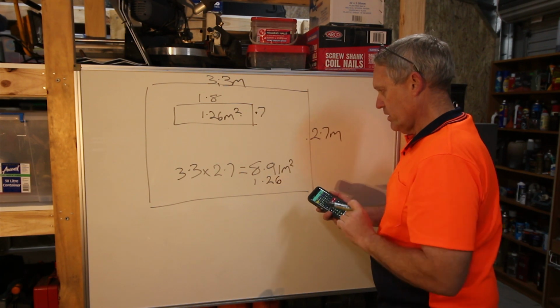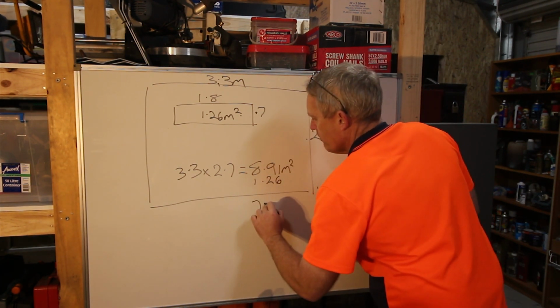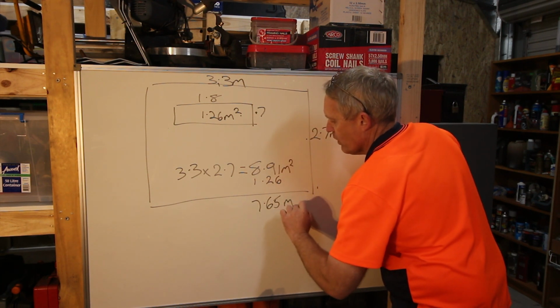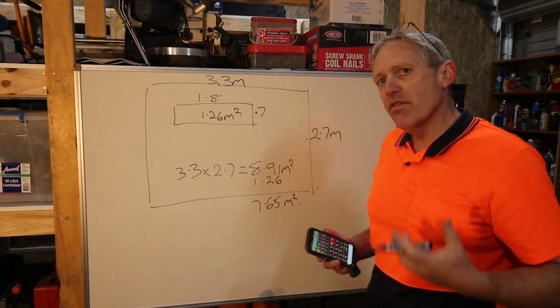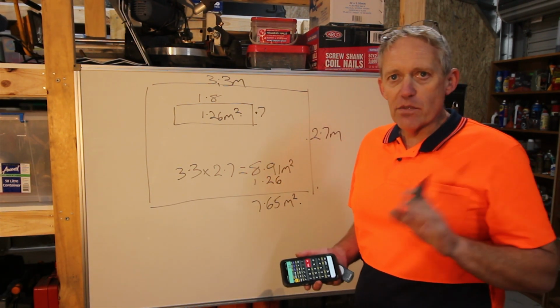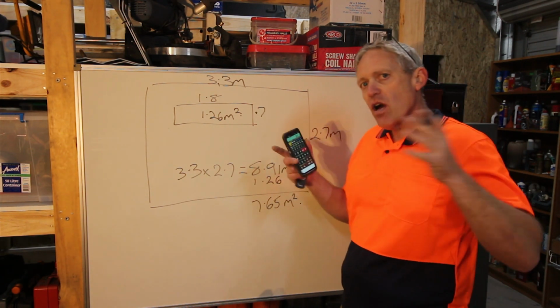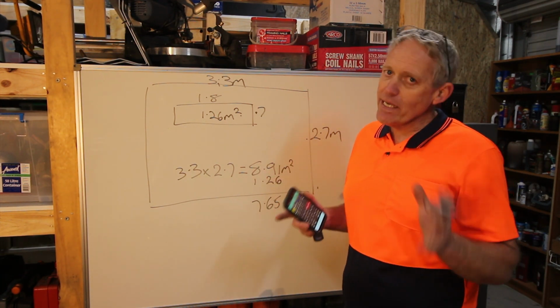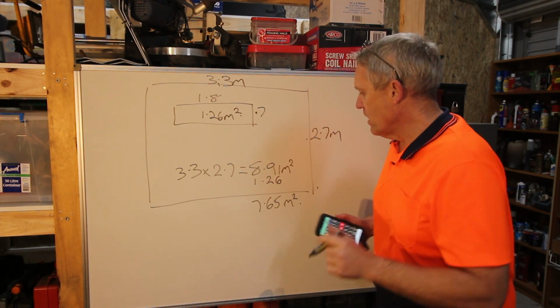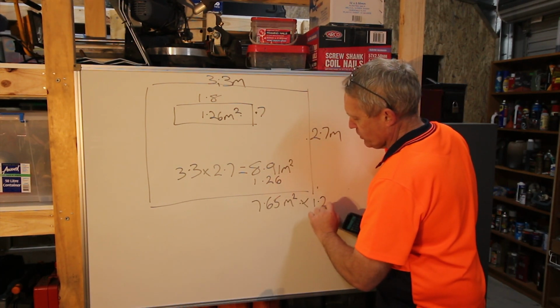8.91 minus 1.26 equals 7.65 meters squared. So that's the area of the wall that we need to tile. But we've got to allow for wastage as we did before. So the wastage in this particular case, because the tiles are bigger, I would want to have 20% wastage. So what I would do is multiply that 7.65 by 1.2.